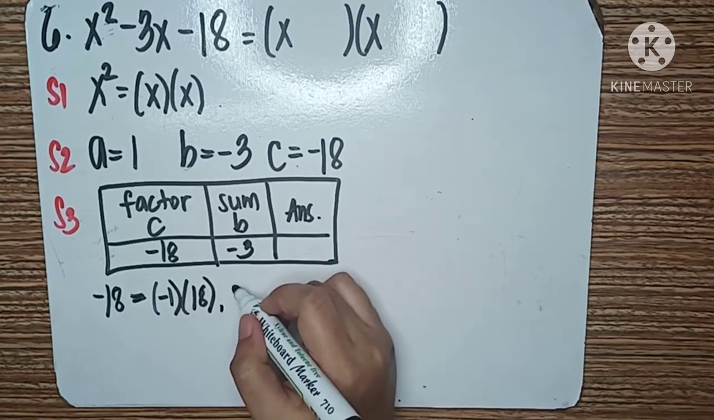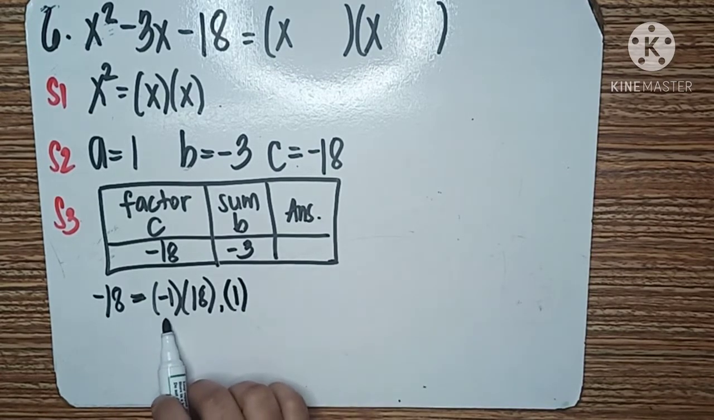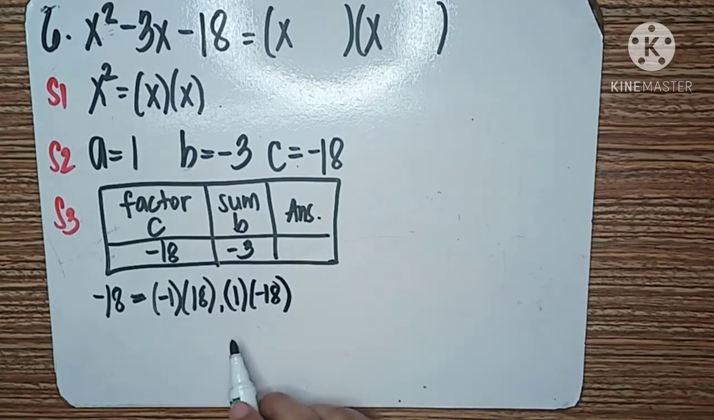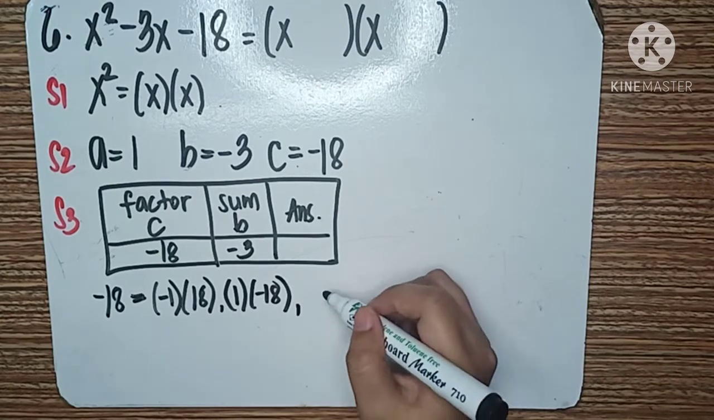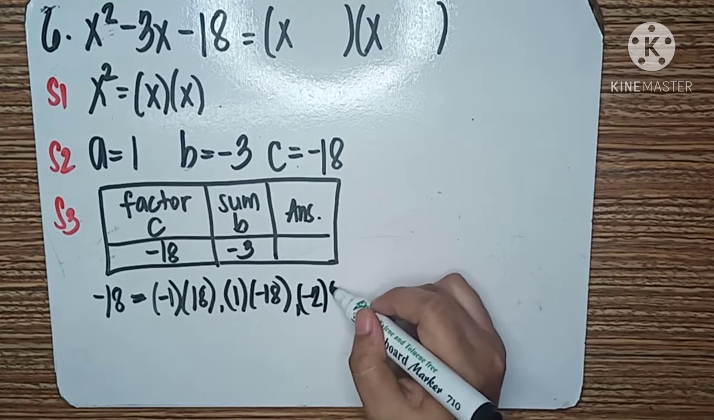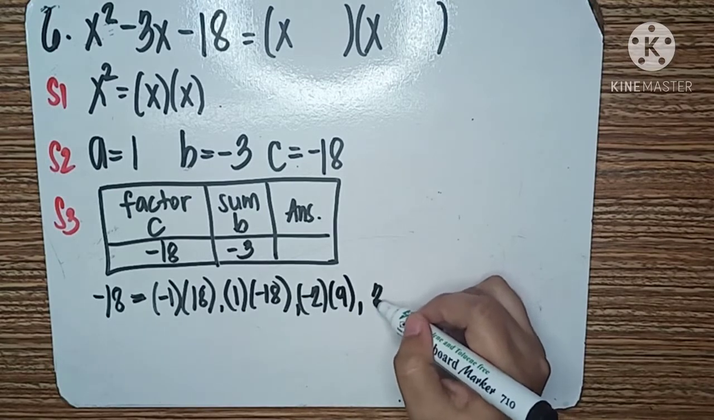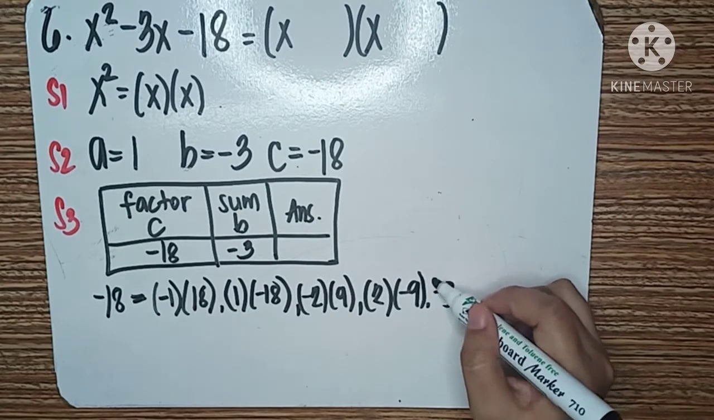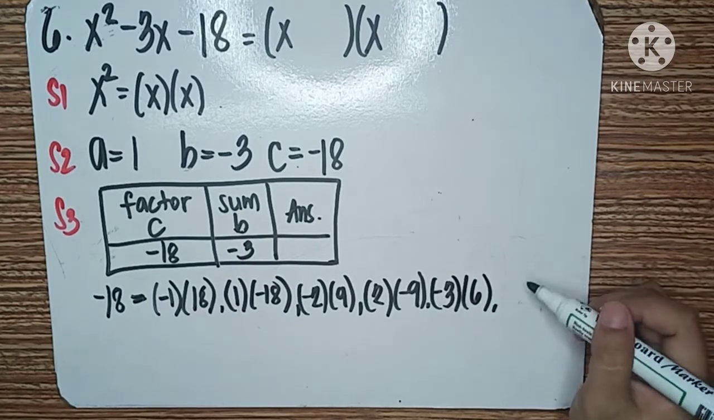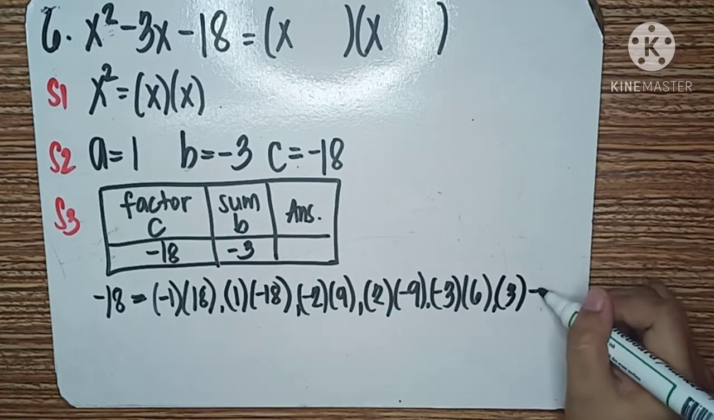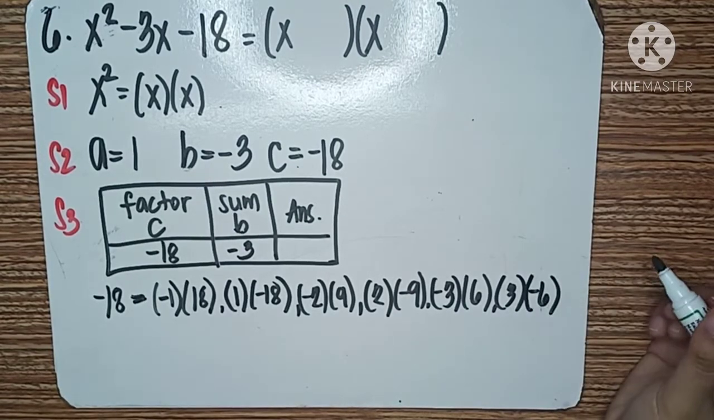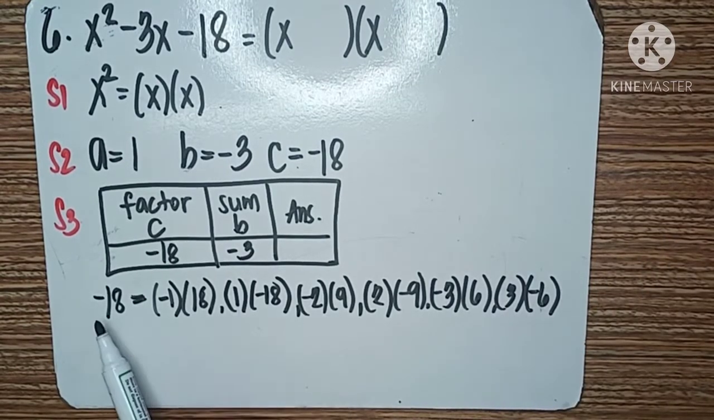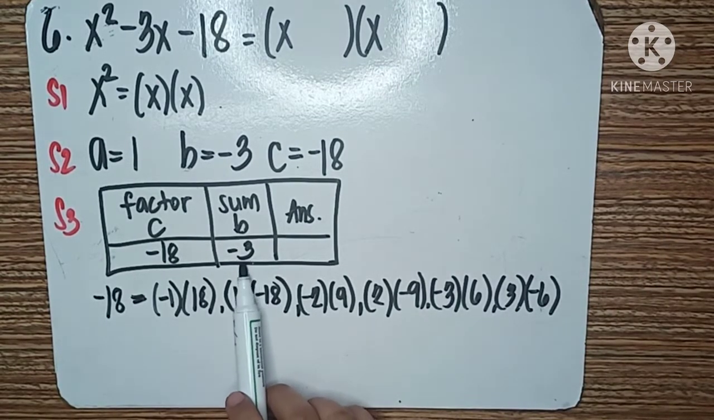Another factor, baliktarin lang natin yung sign. Yung sign, ibigay naman natin kay 18. Yung negative sign. So, this is now positive 1, negative 18. Another is negative 2 and positive 9. Then, 2 and negative 9. Then, negative 3 and positive 6. Then, positive 3 and negative 6. Next is, we'll do the trial and error. Which of these factors of negative 18 has a sum of negative 3?